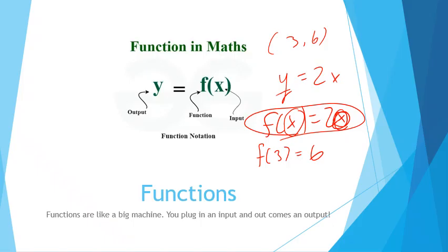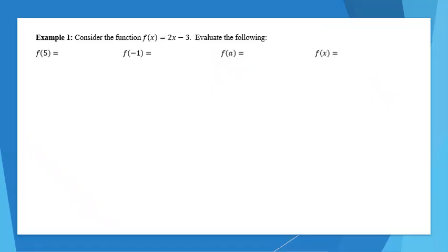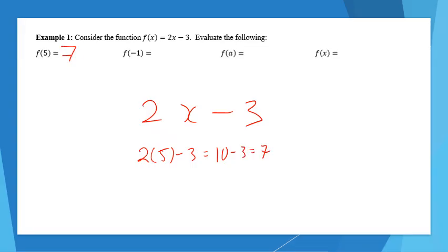And so functions are very similar to a big machine. You plug in an input and it spits out an output. And so, for example 1, consider the function f of x equals 2x minus 3. Evaluate the following. So here we're plugging 5 into this function 2x minus 3. You're plugging 5 in wherever you see x. So this is 2 times 5 minus 3, which should just be 7 for the first one. So this should be 7 here.